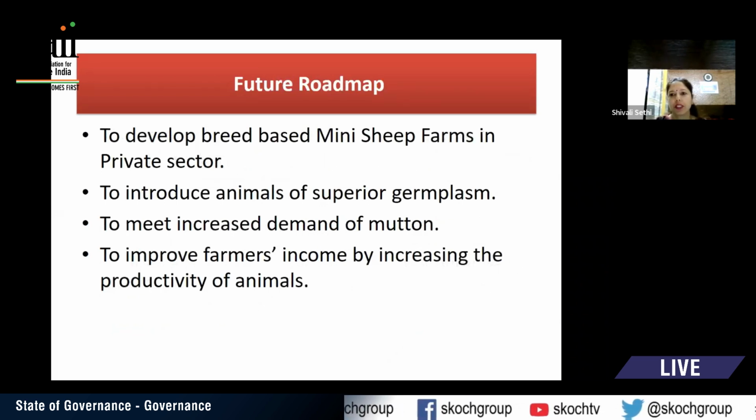The future roadmap decided by the department to promote the sheep sector is to promote mini sheep farms in the private sector on a specific breed basis, so as to promote that specific breed in the UT. To introduce animals of superior germplasm, to meet increased demand for mutton, and to improve farmers' income by increasing the productivity of the animals.